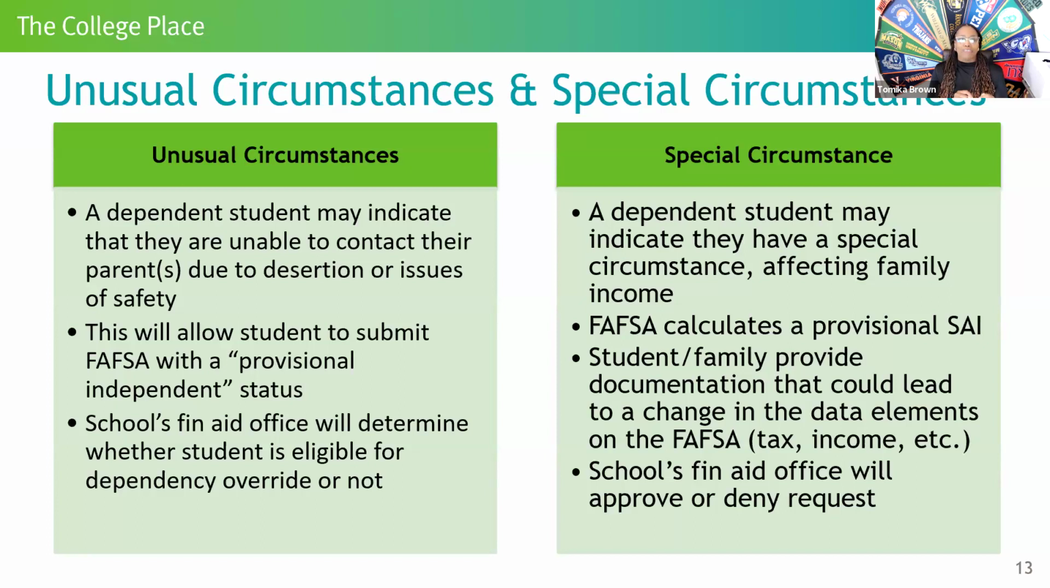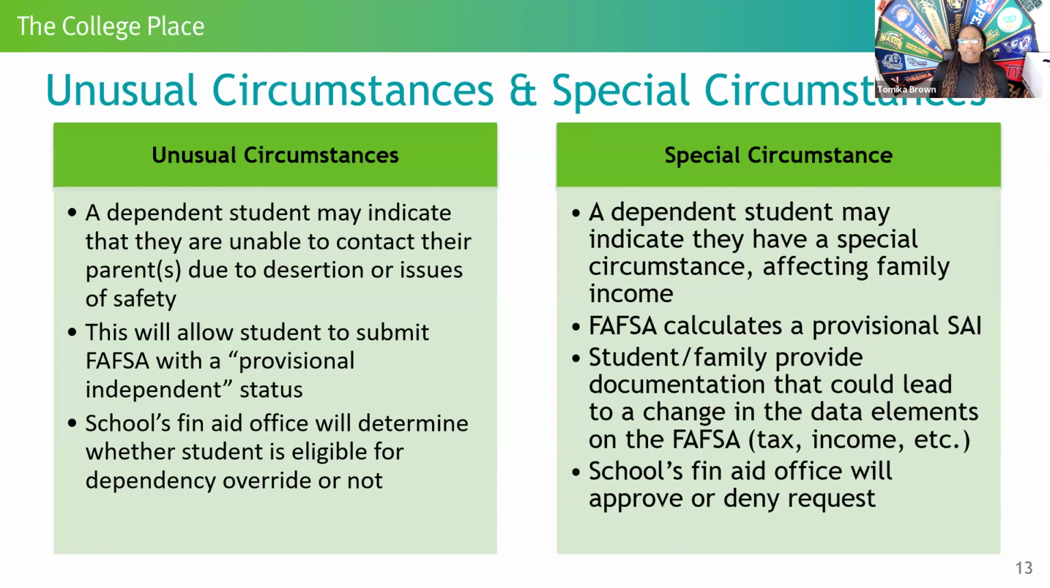I was deciding whether or not I was going to make another point about unusual circumstances, but I'll leave it as it stands. Special circumstances will mean that a dependent student may indicate that they have a special circumstance affecting the family income. The way that I have determined the difference is special. The first S in special stands for salary. So that's how we know it's a change in money, versus unusual, which could be a change in the dependency status.